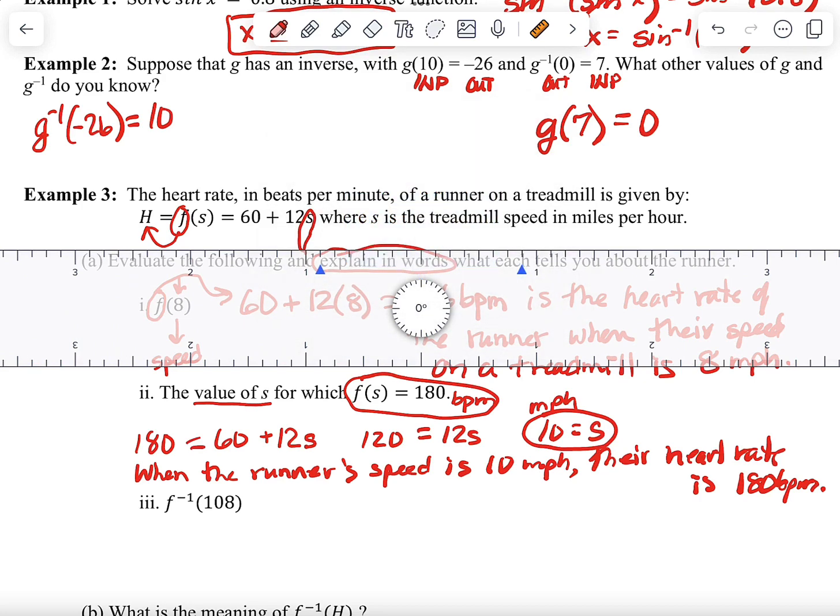That's not the eraser. They've moved things around here on me, and I'm not used to finding the eraser. There it is.